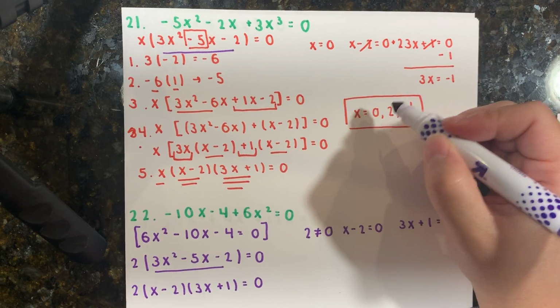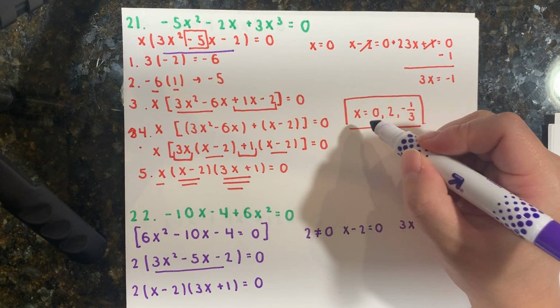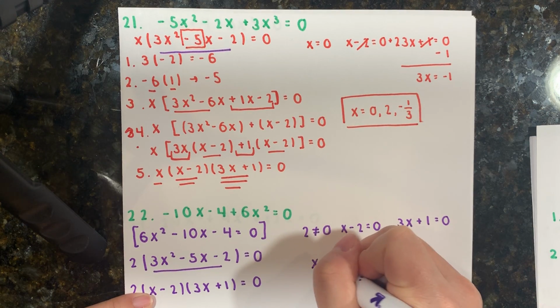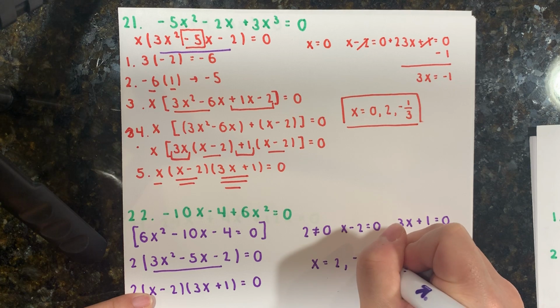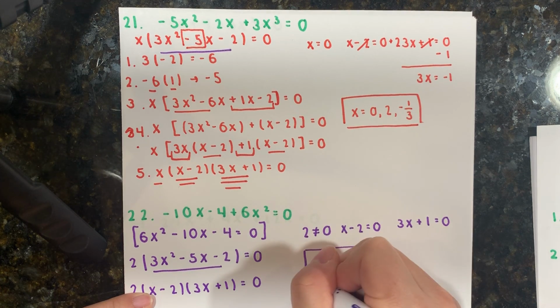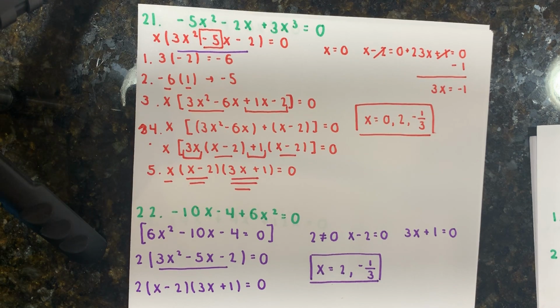I already know that 2 is not equal to 0, so 0 is not going to be one of my answers, but I will have the 2 and the negative 1/3. So if you factored out that 2 at the beginning, you should have gotten the same answers as you got for number 21. So 22 and 21 have very similar answers.